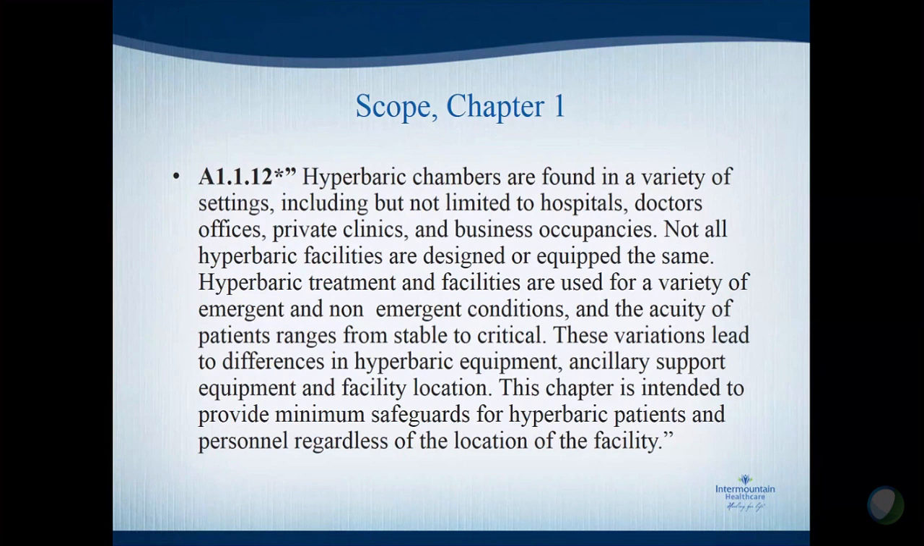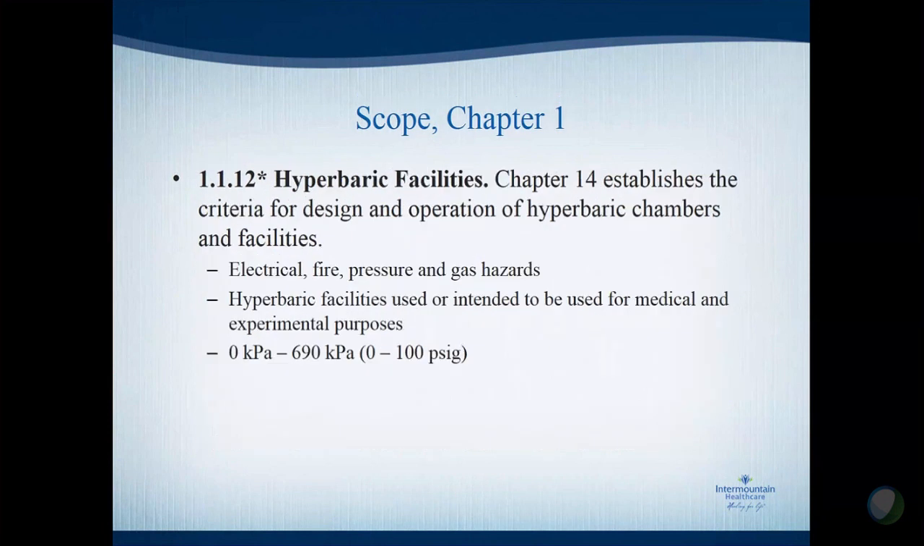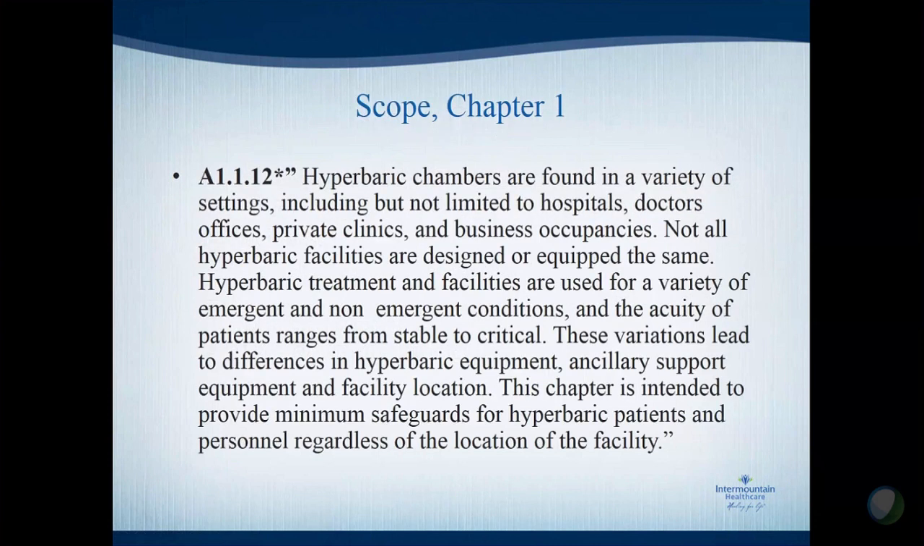So the little asterisk, if you don't know this already, when you see something in the code and you see a little asterisk, what does that mean? That means there's an annex note. An annex note is not code language, it's information.